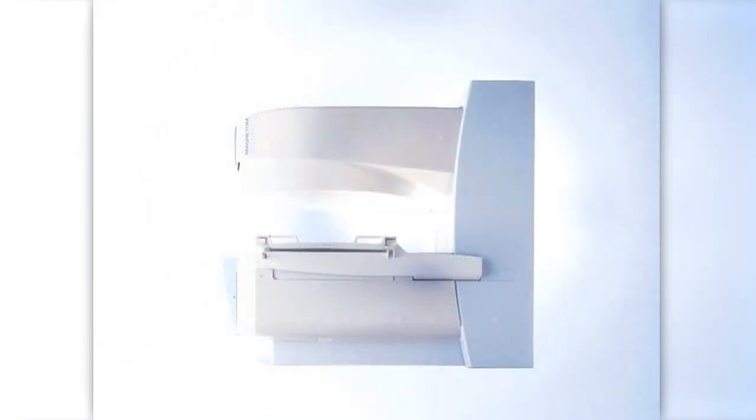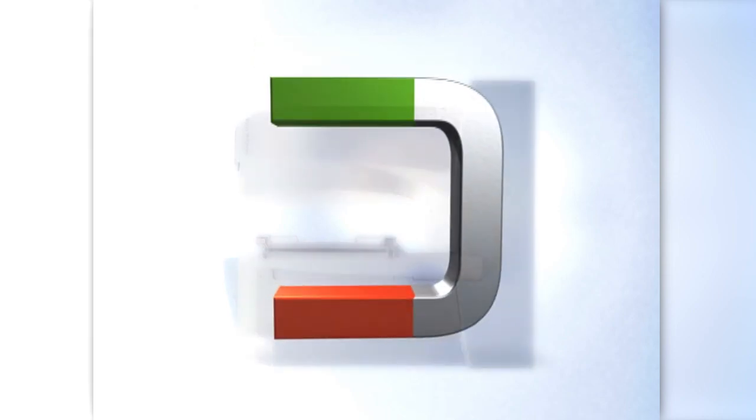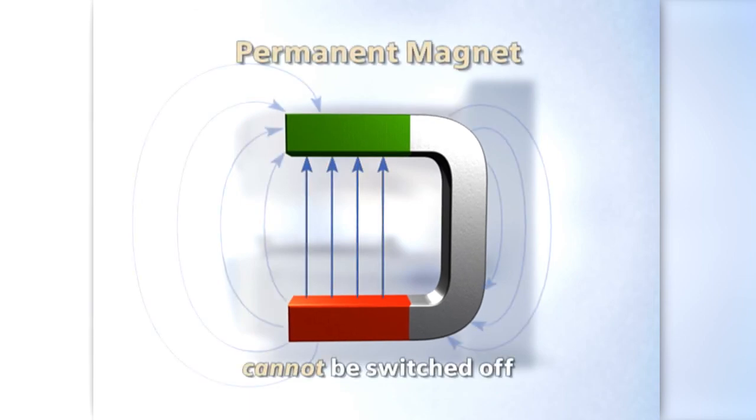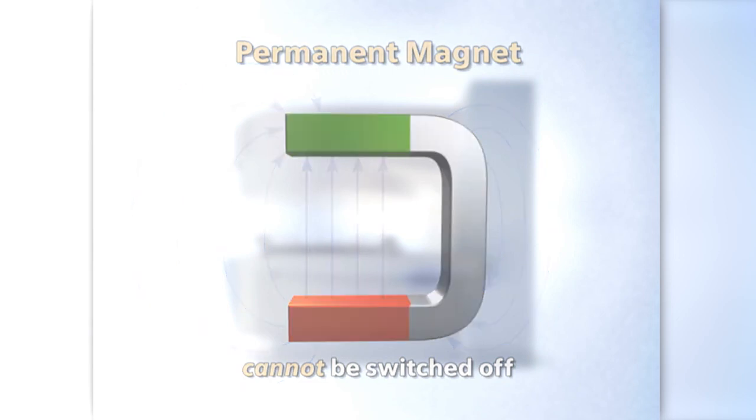There are three types: permanent magnets, resistive magnets, and superconducting electromagnets. Permanent magnets always have a magnetic field. In case of an emergency, a permanent magnet cannot be switched off. They do not require an external energy supply and can only reach limited field strengths.